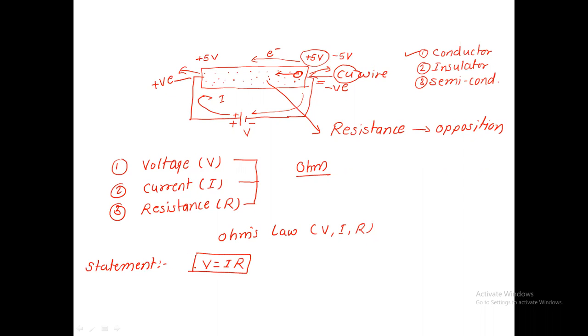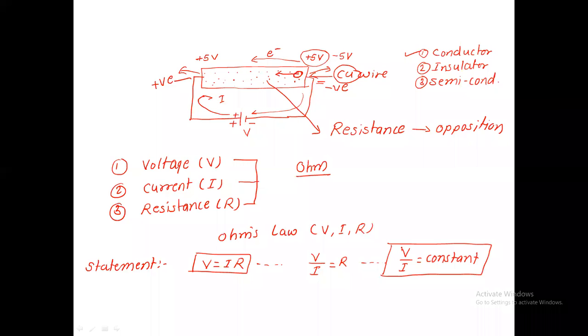What is this V? It's the applied voltage, I is the current, and R is the resistance. Can I write this Ohm's law this way? See, V upon I is equal to R. Can I write like that? Once again, V upon I is equal to constant. Can I write like that? Yes or no? Because R is constant. Is it right? And with the help of this equation, you can easily write the statement for Ohm's law.